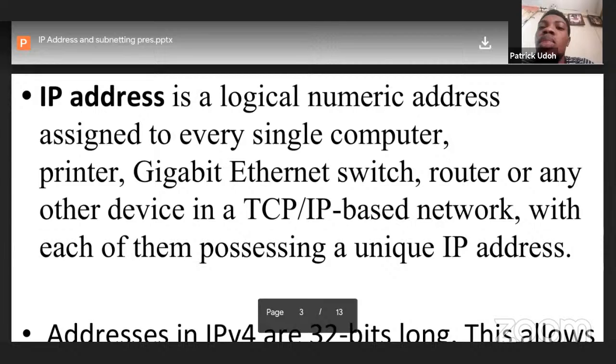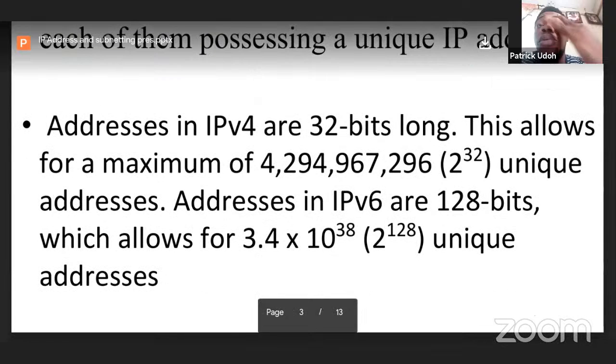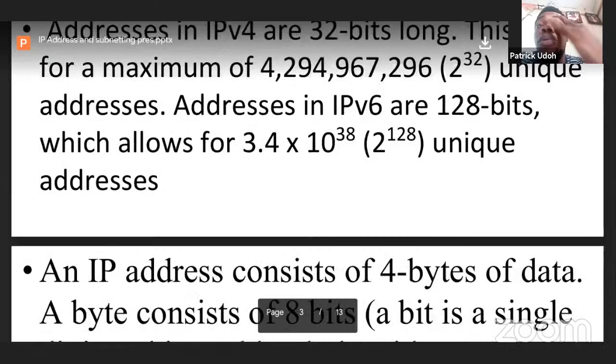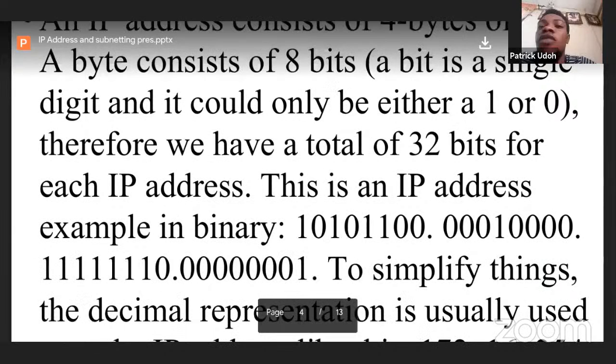Now, IP addresses can be of two types. It can be IPv4, which is 32 bits long, then we have IPv6, which is 128 bits long. An IPv4 address consists of 4 bytes, and a byte consists of 8 bits of just ones and zeros. Therefore, we have a total of 32 bits for each IP address. Then this is an example of an IP address in binary.